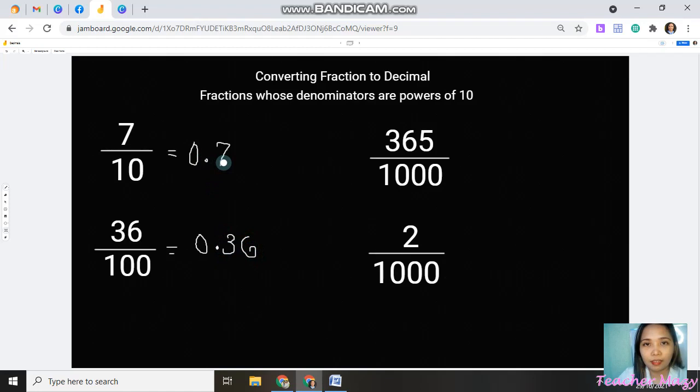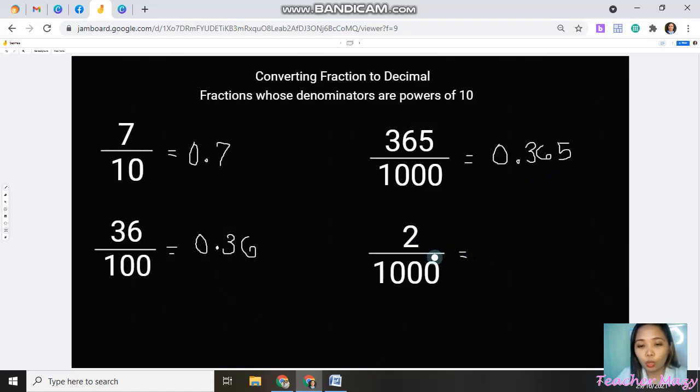This is tens. This is 100. 36 hundredths. So, remember, in decimals, wala tayong ones. Ang first place value natin ay tenths. Okay? Tenths, hundredths. Next is, we have this 365 over 1,000. So, 1,000. So, that means our decimal is in thousands place. 365. So, tens, hundreds, and thousands. So, 365 thousandths.